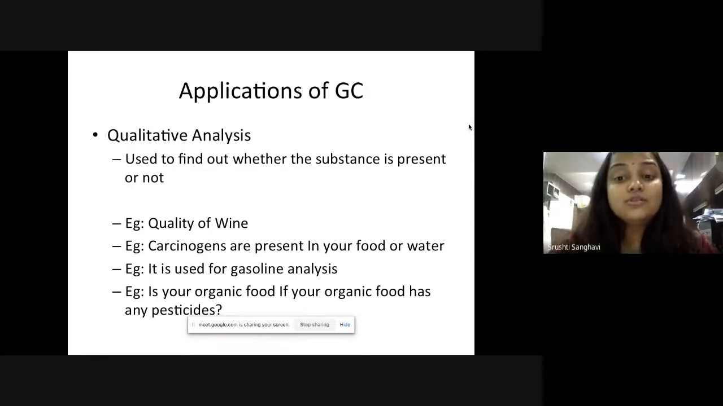If you want to check if your organic food has any pesticides, or is it really organic, for any of these applications, GC can be used.